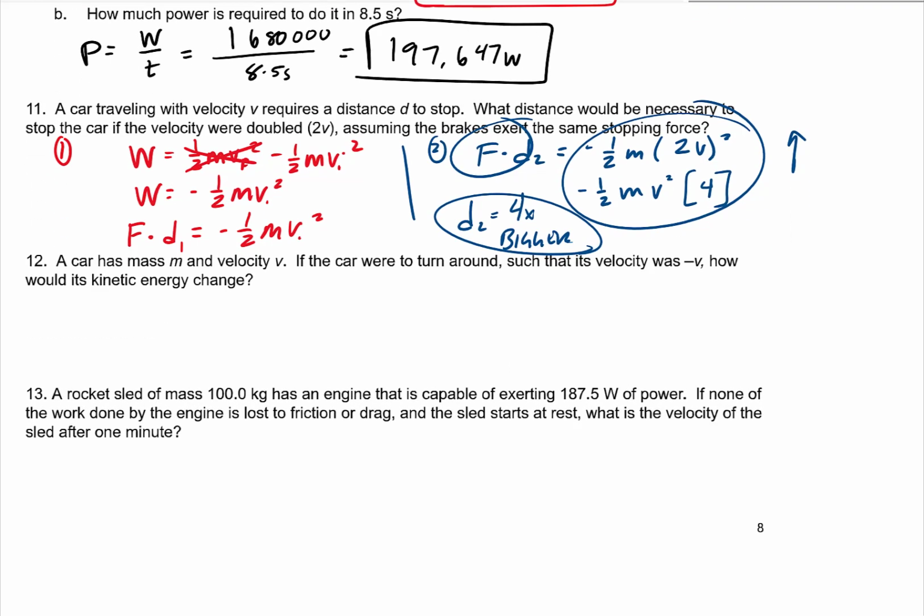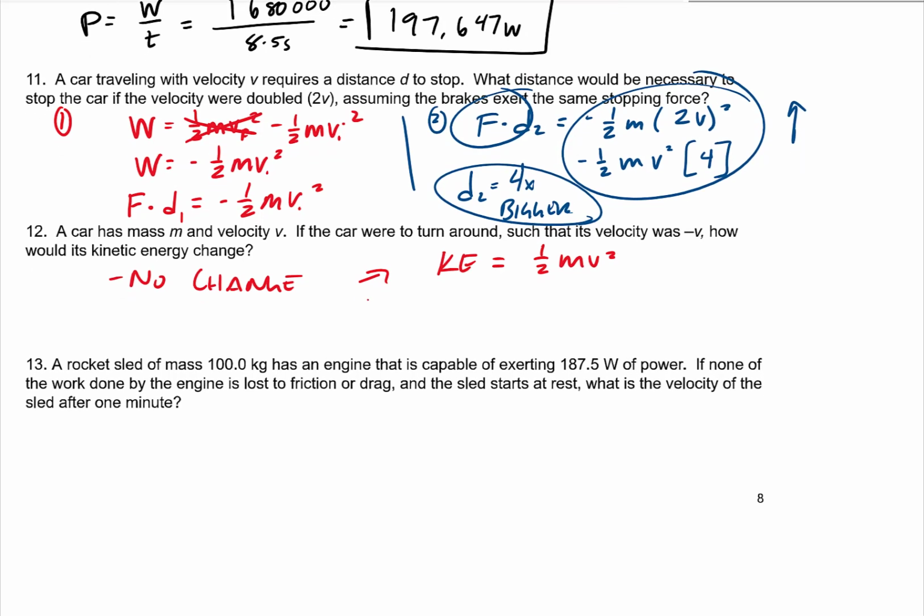Car has a mass m and a velocity v. If it were to turn around, how would its kinetic energy change? No change. No change at all. Initial kinetic energy is equal to 1/2 mv squared. Final kinetic energy is equal to 1/2 m times negative v squared, which is the same thing as 1/2 mv squared. When you square something, the negative sign goes away. It does not matter which direction you're going, you still have the same kinetic energy, as long as you have the same speed.